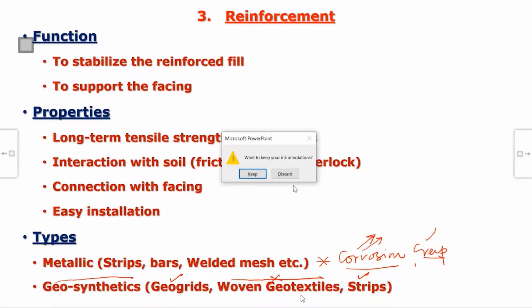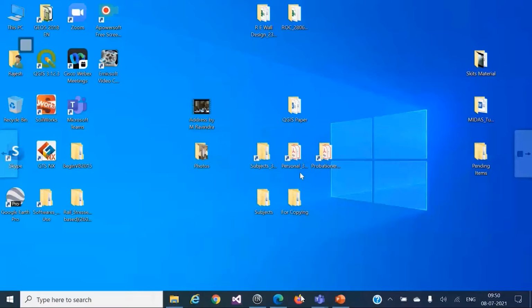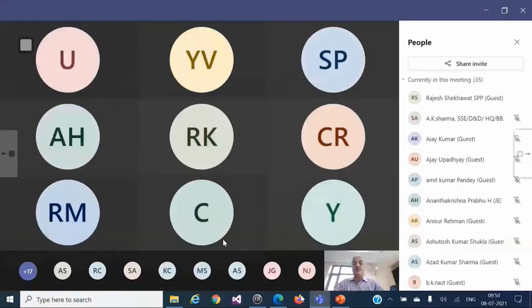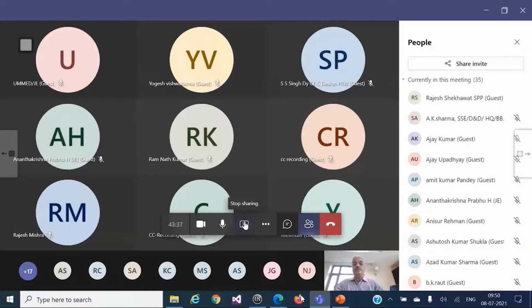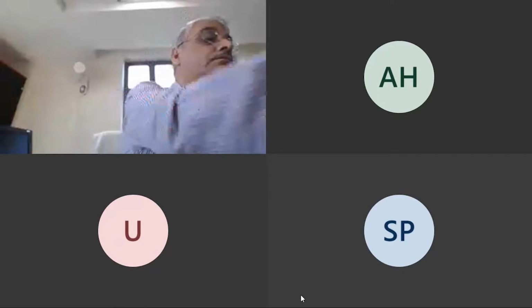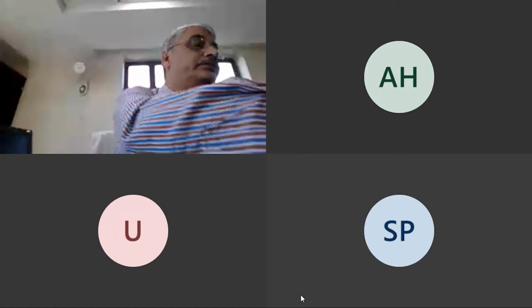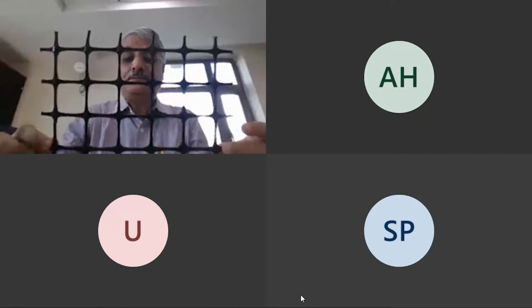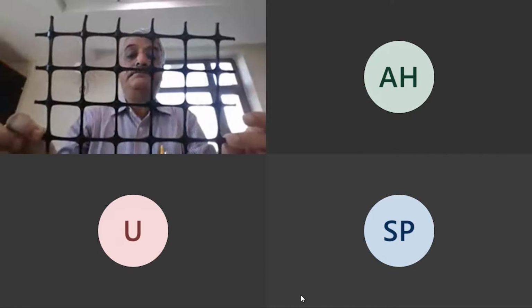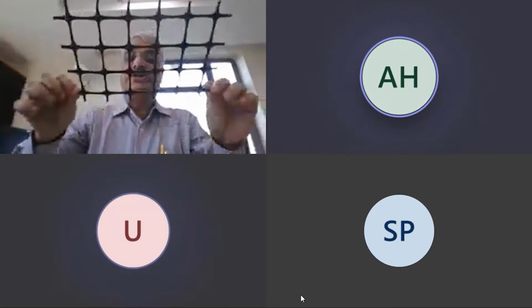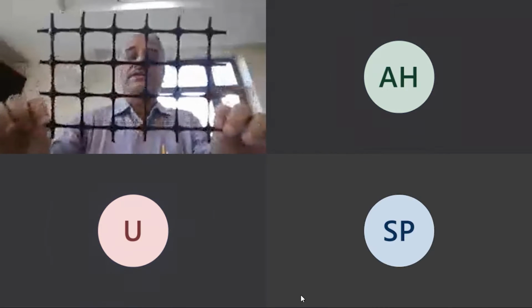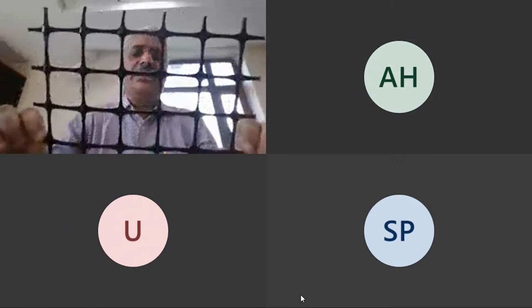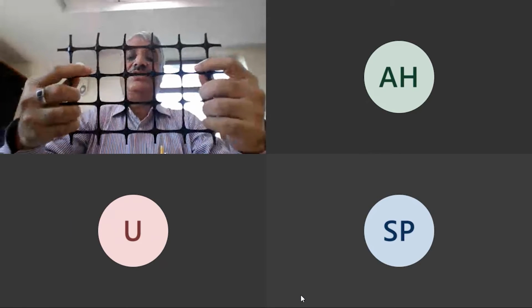I will just stop sharing for some time. This is geogrid. You are all able to see it? Yes, sir. This is most commonly used. This is known as biaxial geogrid. So this is one element which is very, very commonly used now. They are biaxial extruded geogrids.